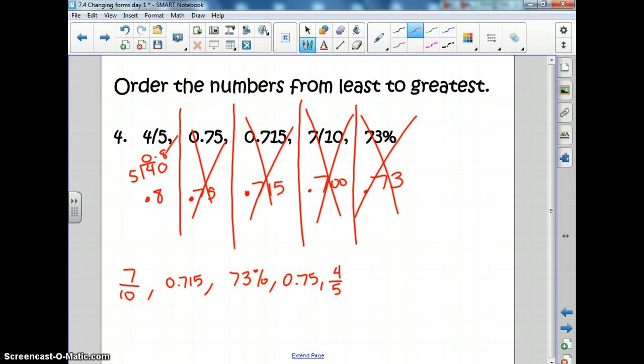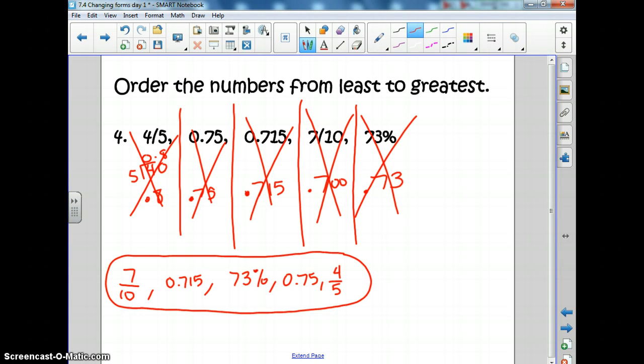Yep. Now, I like to put them back in their original form. That way that's what you would see on a test. If you took a test like the math test at the end of the year, they would go back to the original form. All right?